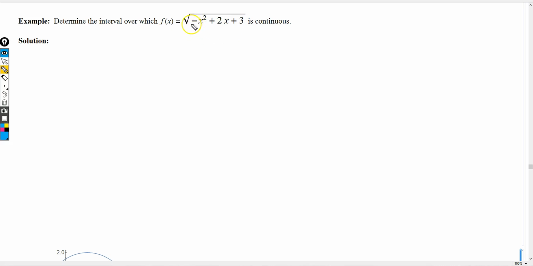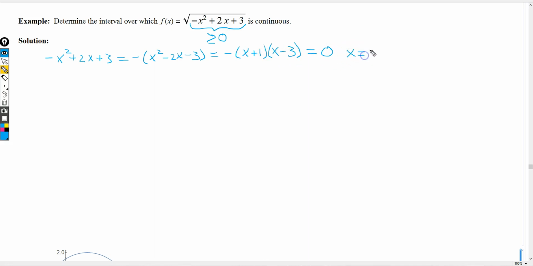So what we have to do is just find where -x squared plus 2x plus 3 is greater than or equal to 0. All right, so notice that this polynomial factors as follows. And now setting this equal to 0, we see that the solutions are going to be -1 and 3. All right, so what we're going to do now is use a sign pattern technique with these numbers and find where that polynomial is positive.